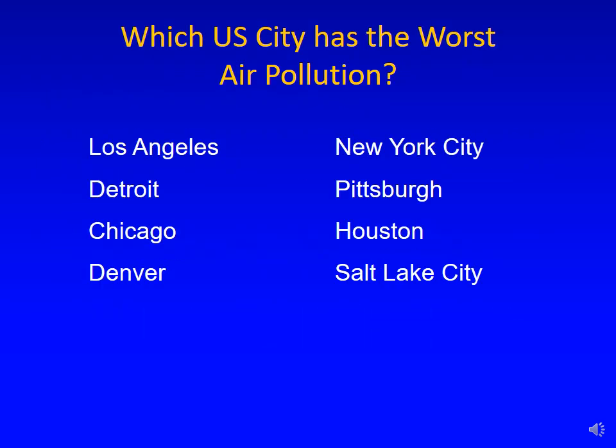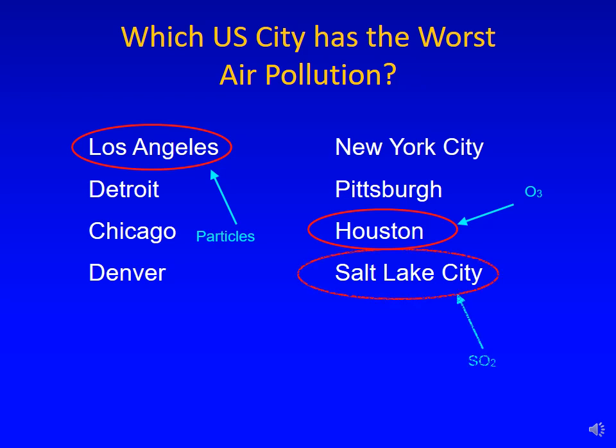So which of these U.S. cities has the worst air pollution? Well, it really depends upon the type of pollution. So for example, Houston has some of the worst ozone problems in the United States. Los Angeles has some of the worst particulate pollution in the United States. And for many, many years, Salt Lake City had the worst sulfur dioxide concentration in the United States.